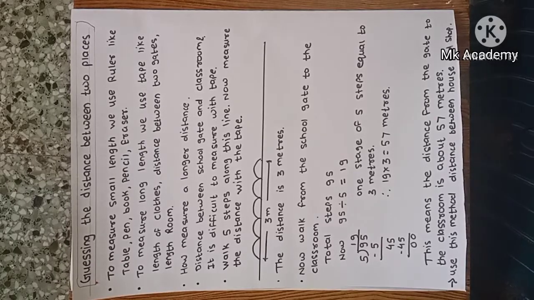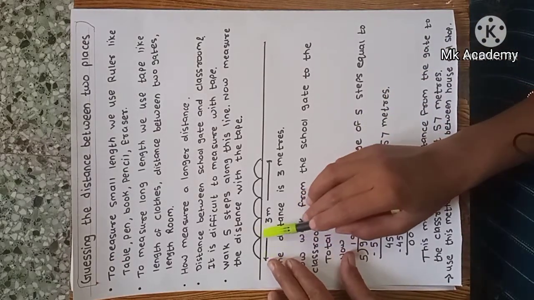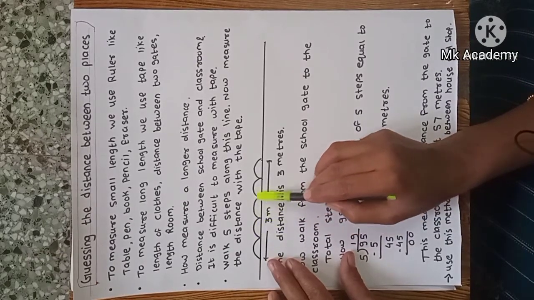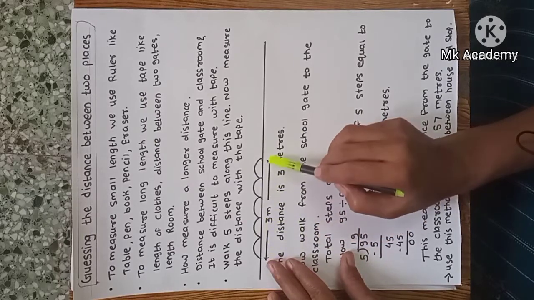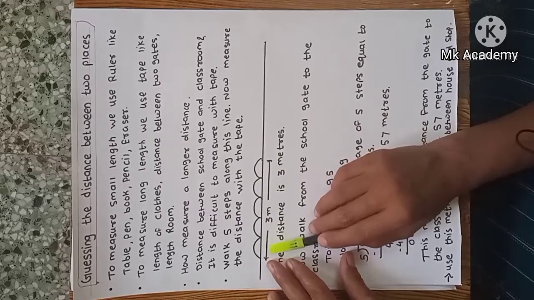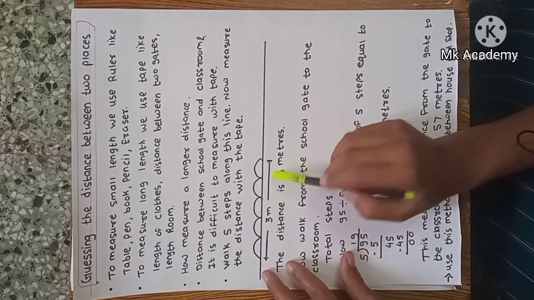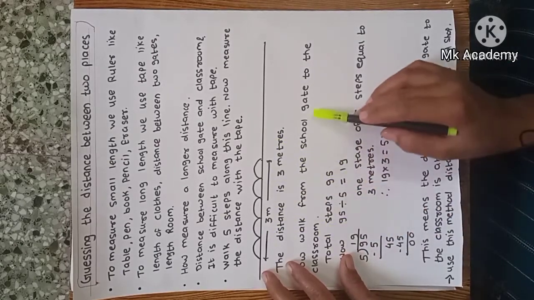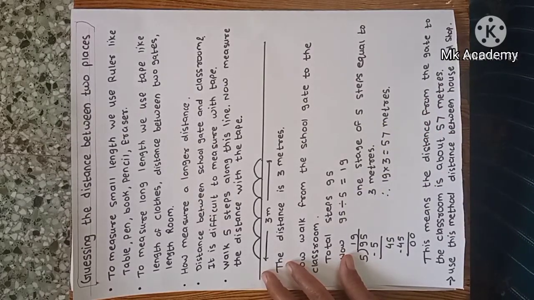Now to measure this distance, first we walk 5 steps. This first, second, third, fourth, fifth, 5 steps, and measure this distance by using a tape. This is 3 meters. The distance is 3 meters. Now walk from the school gate to the classroom. Then how many total steps? Yes, the total steps are 95.